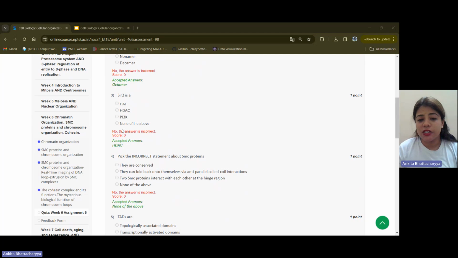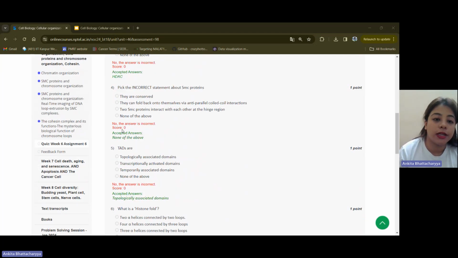If you see these properties, all of them are true. SMC proteins are very largely conserved across different organisms. They are folding back onto themselves. They are forming coiled-coil interactions. And two proteins were forming a clamp-like structure, which we had also discussed, which allows them to surround the DNA at the locus where it is binding. Therefore, all three statements are true. Therefore, none of these statements are incorrect, and so option 4 would be the answer.